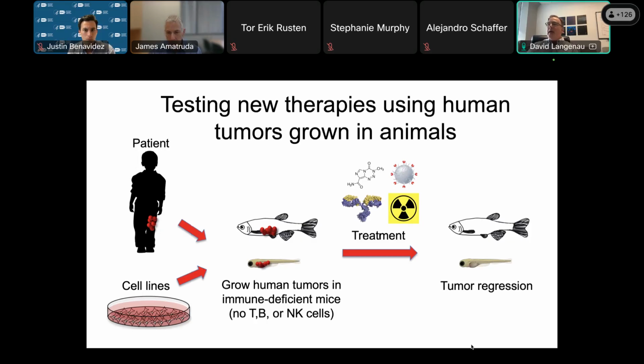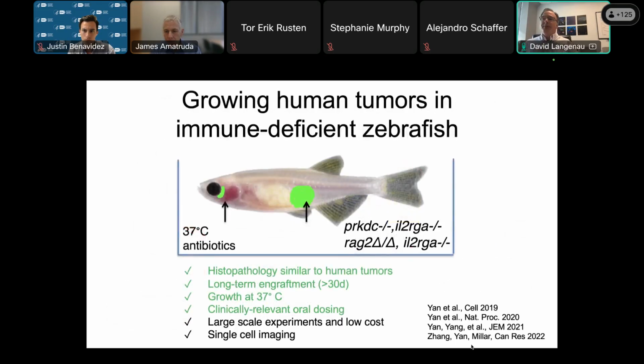Either way, in my laboratory, the idea is, can you use these models now to identify new therapies and really use these for preclinical validation and ultimately moving them into translation? As I said, my laboratory has really taken the approach of making immune deficient zebrafish. We have 2 different flavors of zebrafish, both of which lack T, B, and NK cells. And the real power of this approach is that you can now raise these fish at 37 degrees.